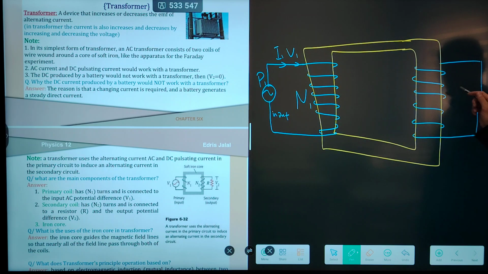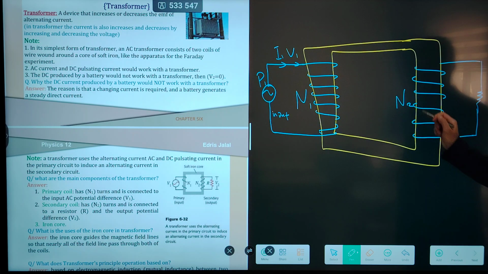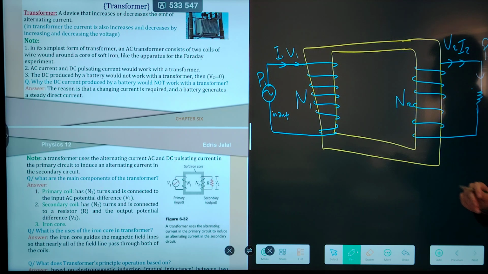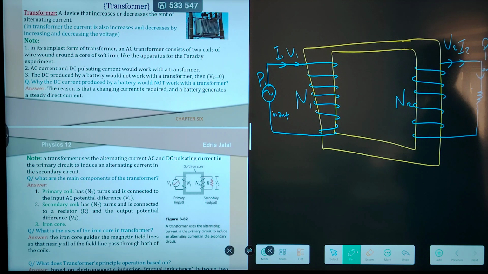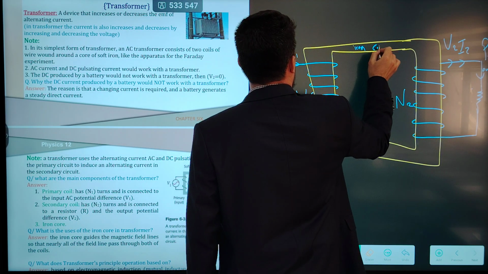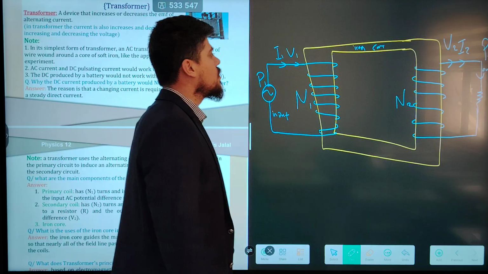Like we have resistance, this is the number of turns in the secondary coil, N2, and this is I2, V2, and output power. This is input power, this is output power. Okay, and this is the iron core. What is the advantage of the iron core?